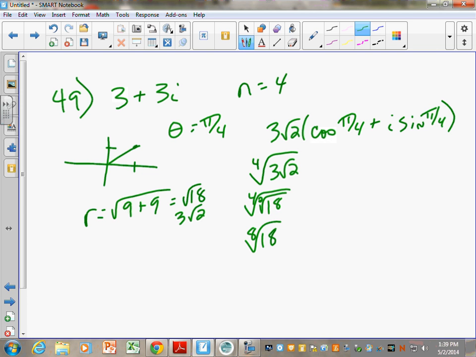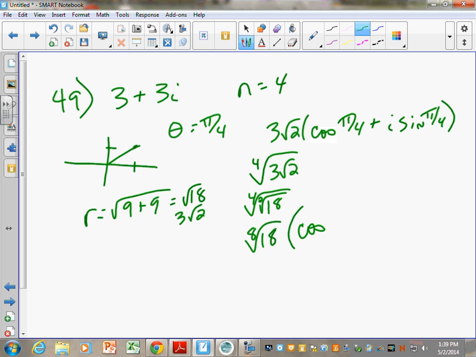Which one do you want? I don't care. Both are okay. I think 8th root of 18 looks better, but if you wrote this, it's honestly the exact same thing, so it's just which way you want to do it. Okay, so if you wrote that on your paper, that's okay. And you took it to the fourth power.